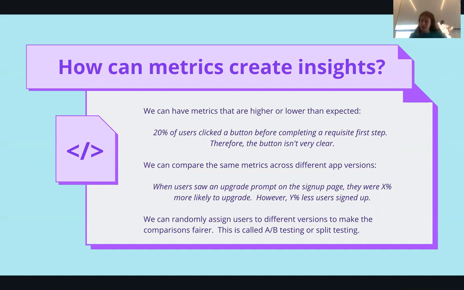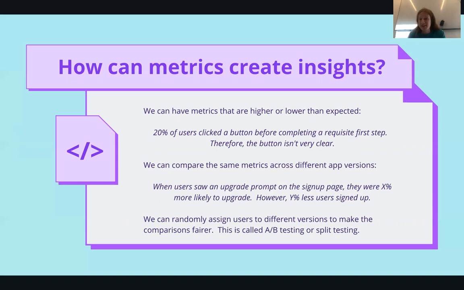When you're comparing metrics across different versions of the app, this is something that's often called A/B testing. So you have two different versions, maybe one where the button's red, one where the button's blue, or in this case, one where the upgrade prompt is shown and one where the upgrade prompt is not shown. You randomly give people, so half of the people will randomly get variant A, half of the people will randomly get variant B, and you see which version has the better metrics.